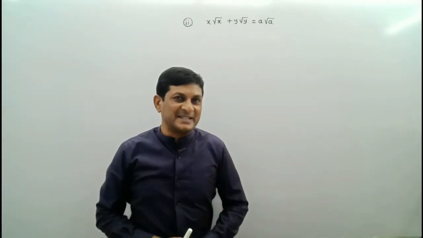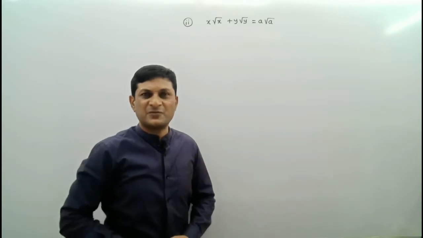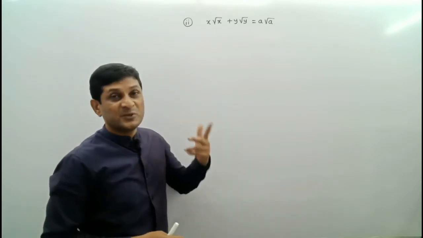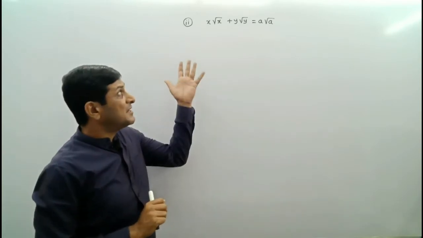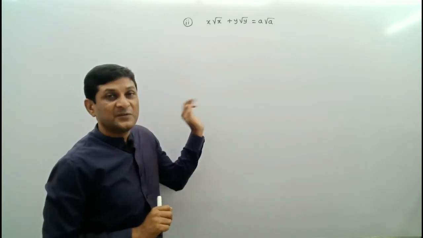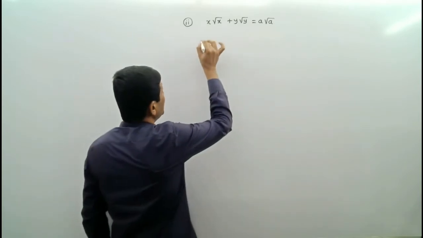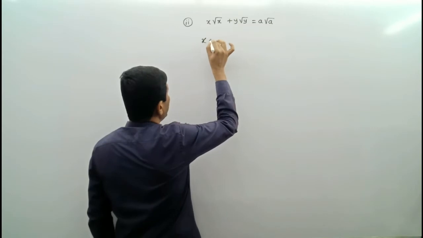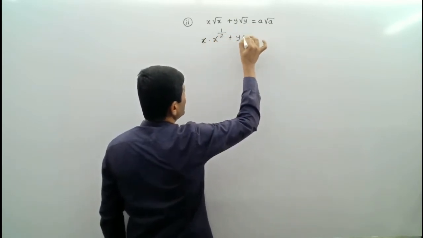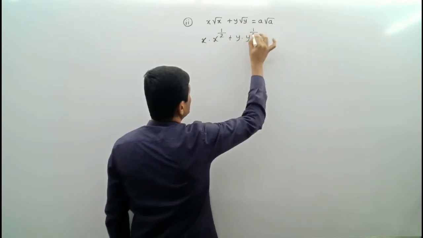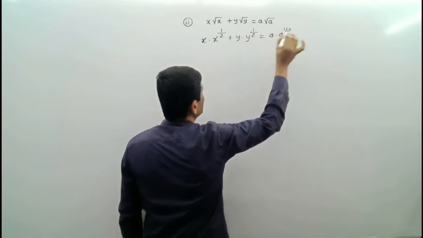Now observe the second example. Here also this is an example of implicit function. All the examples from this question number 3 are examples of implicit function. So first we simplify this given function, and later on we will differentiate it. So here x, keep it as it is. Can I write root x as x raised to power 1 by 2? Yes. Plus y, keep it as it is. Root y can be written as y raised to power 1 by 2. A, keep it as it is. Root a can be written as a raised to power 1 by 2.